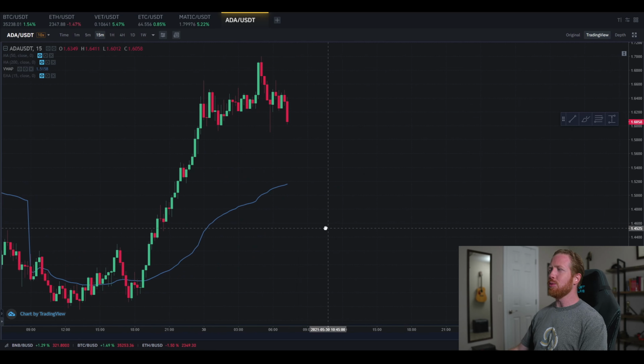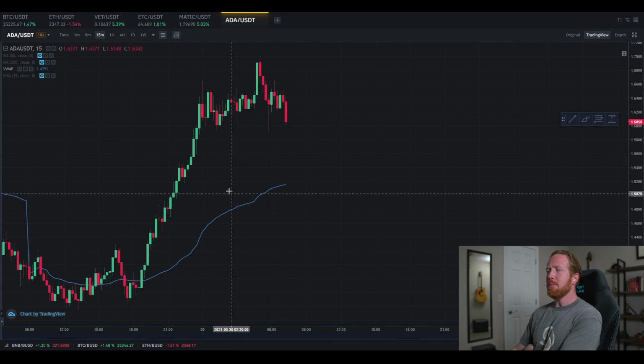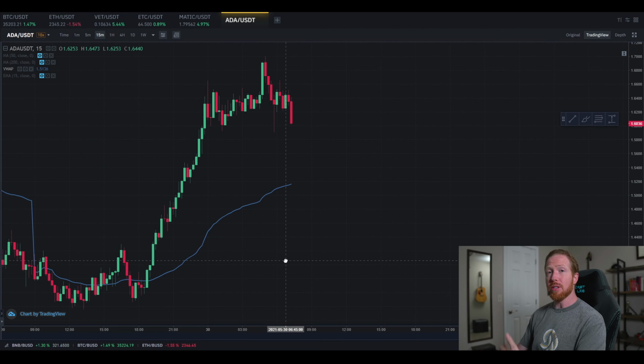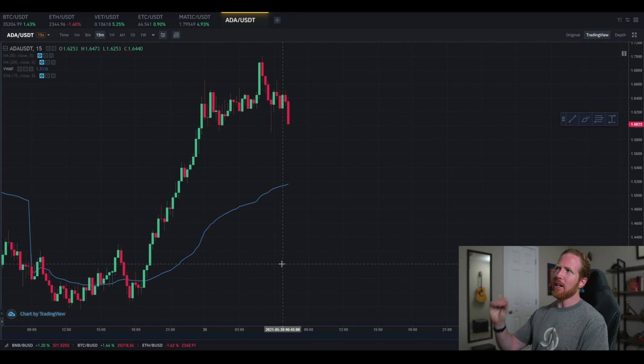The VWAP is a really good signal for us to understand if it's considered bullish or bearish. In other words, if the price is above, it's obviously bullish, right? That's kind of obvious. But furthermore, it works as a support level. So in most cases, this line will work as a support if the price is above, or resistance if the price is below. So just be mindful of how the price is reacting to the VWAP line.